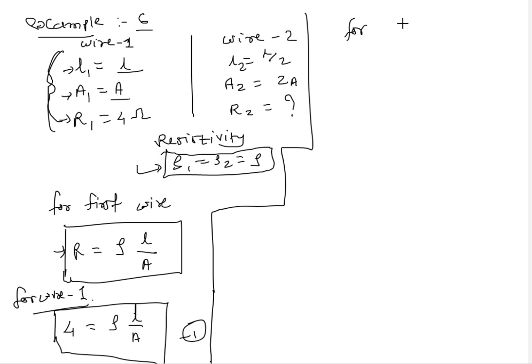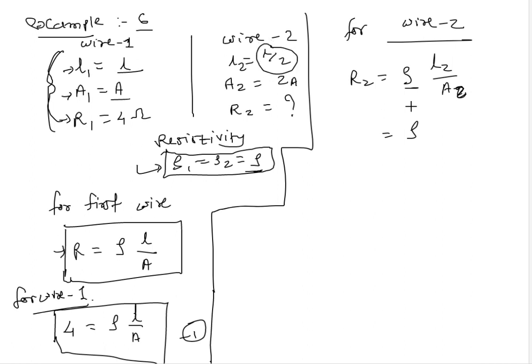Now for wire 2. So for wire 2, R2 is equal to what? Rho L2 divided by A2. See, rho stays as it is, because rho is the same for wire 1 and wire 2. Now what is the value of L2? L divided by 2. And what is the value of A2? That is 2A. This 2 will come in the denominator. So with rho L, in the division, 2 into 2 will be 4A.